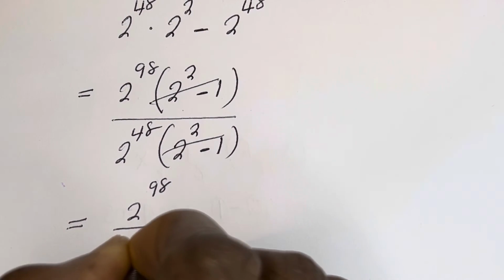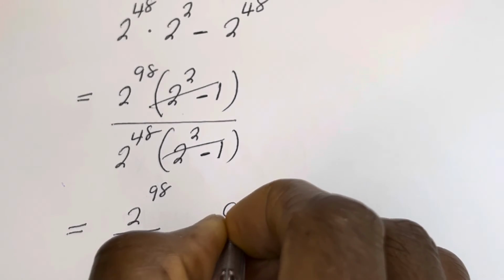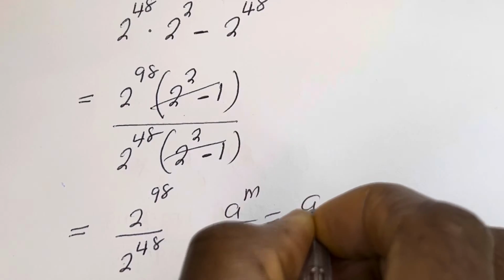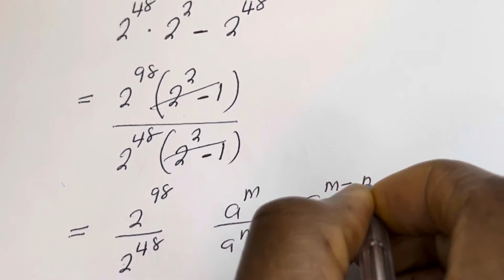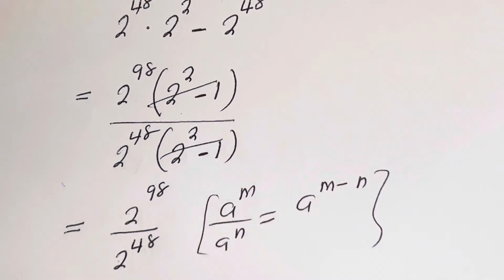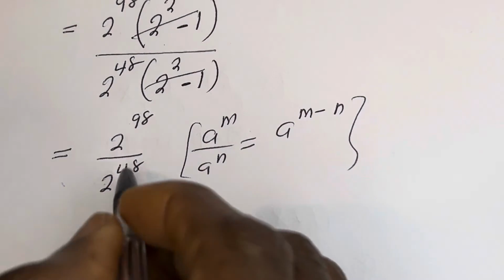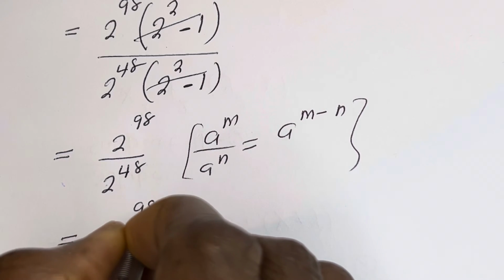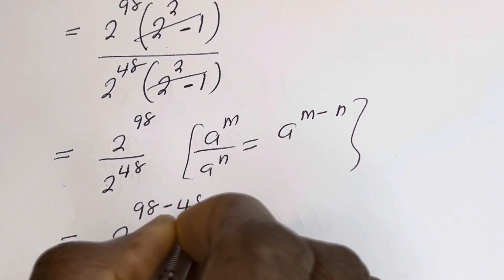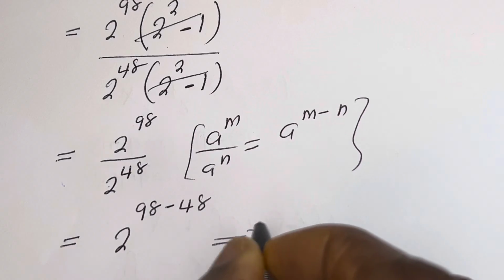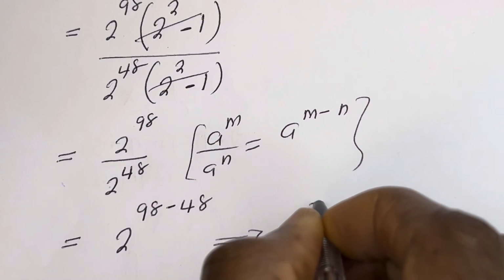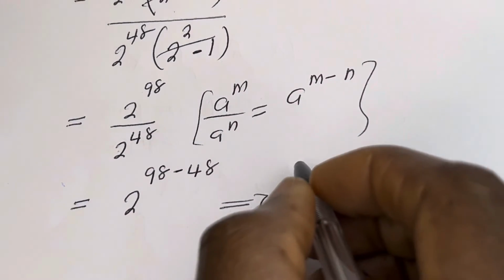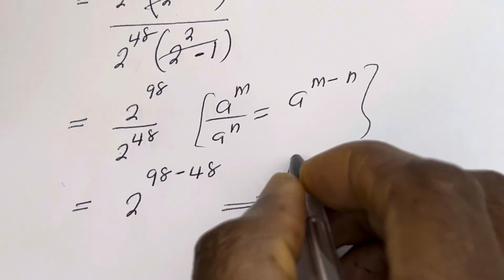Take note of this: if you have a to the power of m divided by a to the power of n, this is equal to a to the power of m minus n. Then this can be written as 2 to the power of 98 minus 48, and this is 2 to the power of 50. This is the final answer.